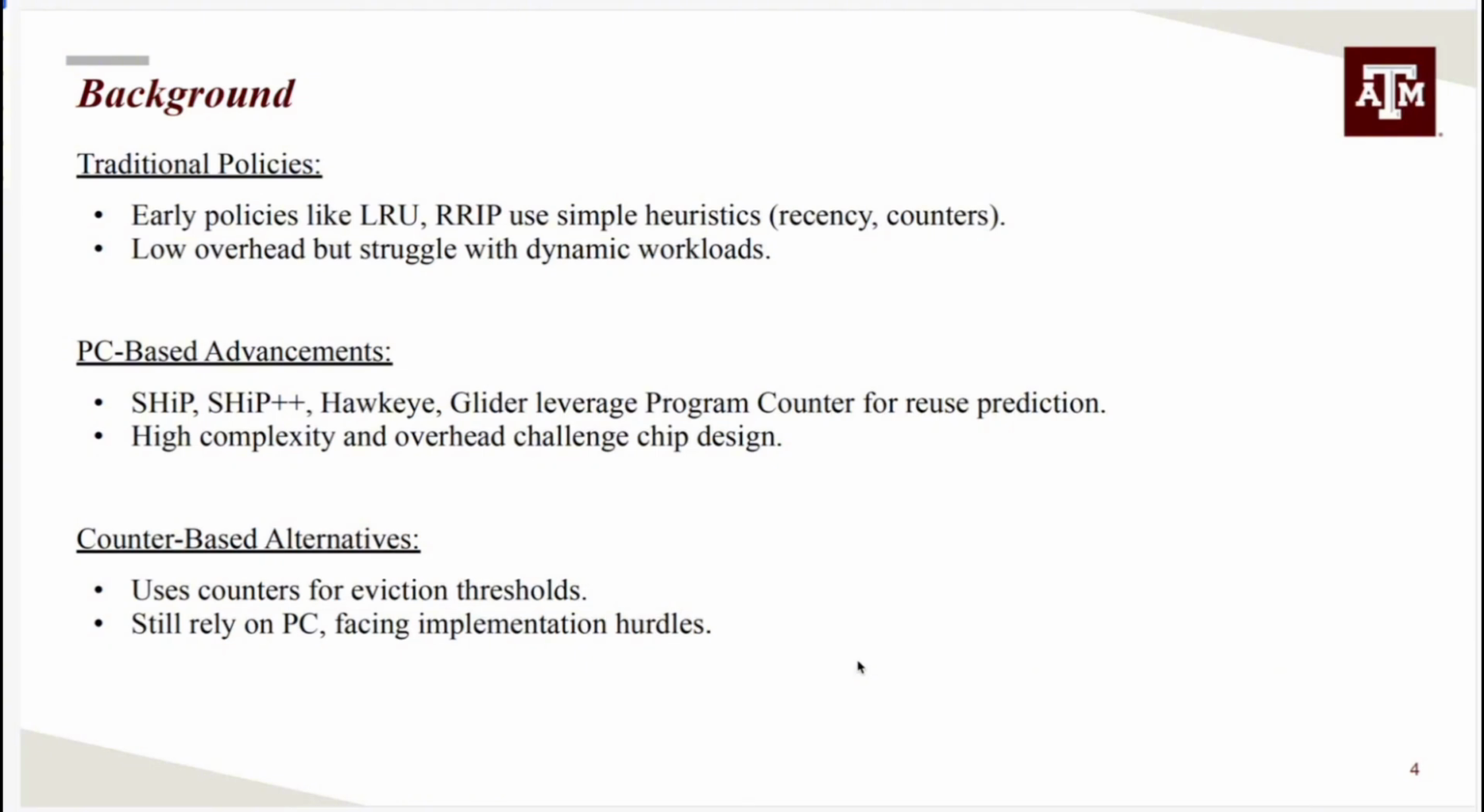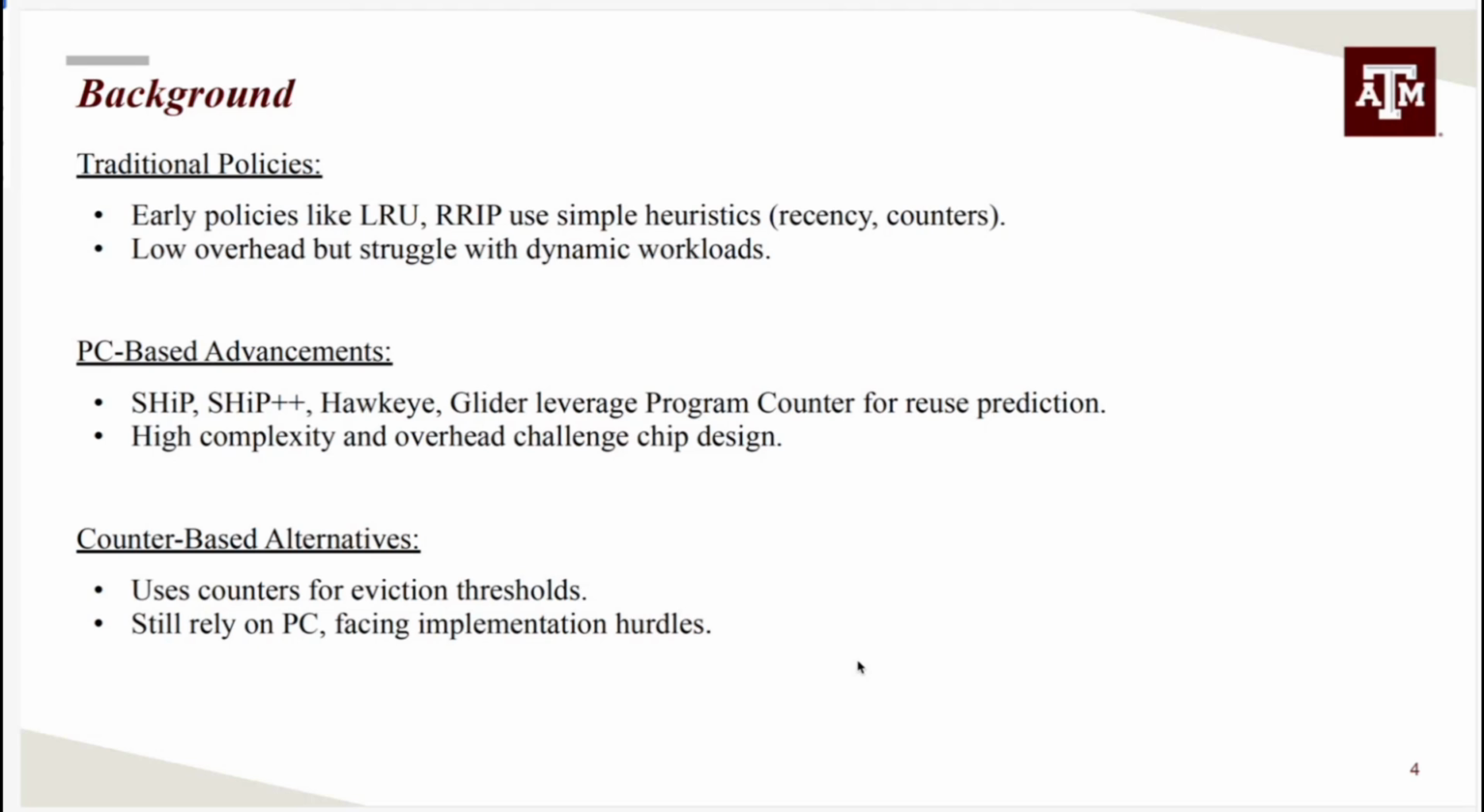These are easy to implement in hardware and come with lower overhead. For instance, LRU just tracks the order in which cache lines are accessed, while RRIP assigns a small prediction value to each cache line, indicating how likely it is to be reused. However, these static rules have a downside. They often struggle with dynamic and unpredictable workloads, especially in complex multi-core environments.